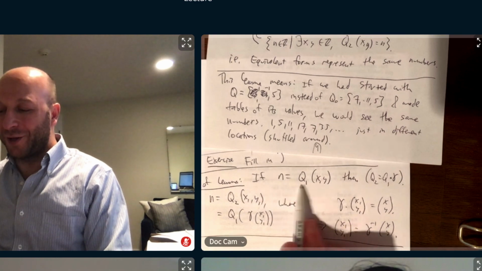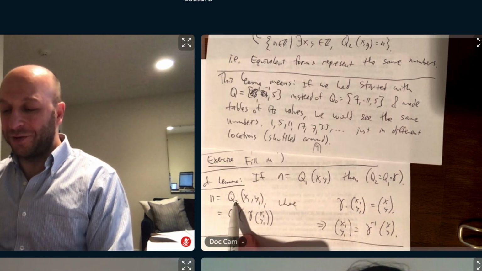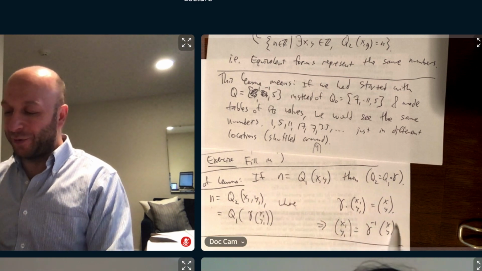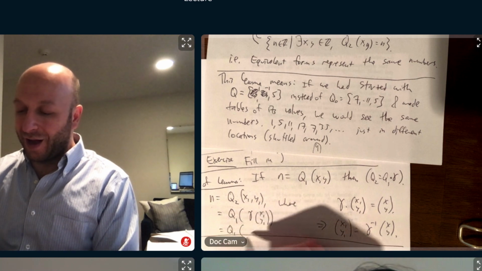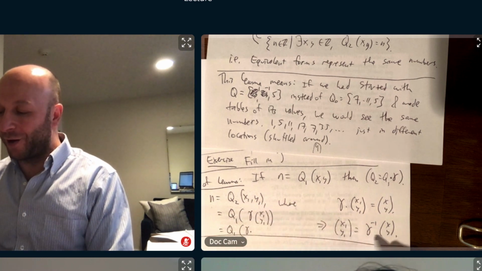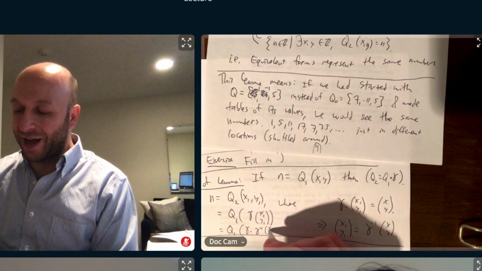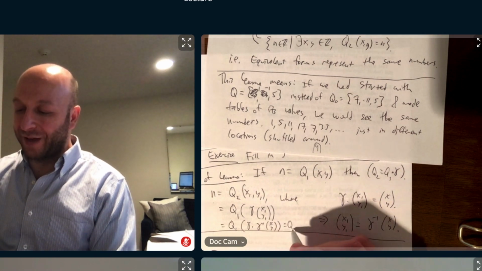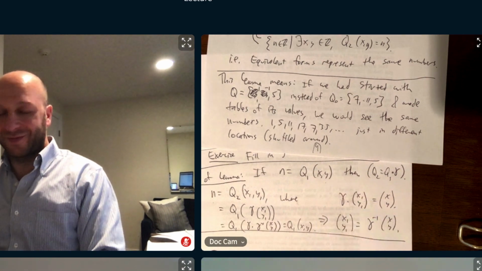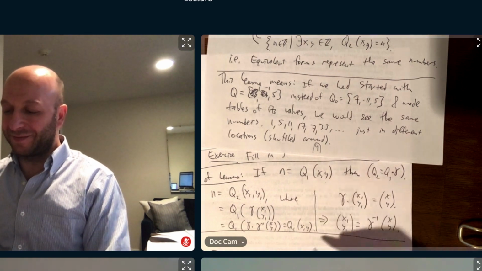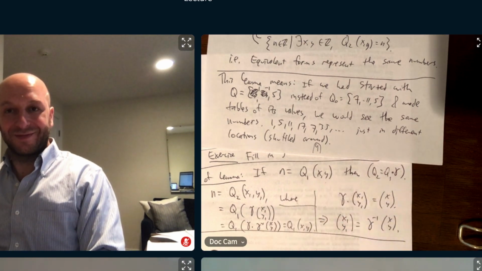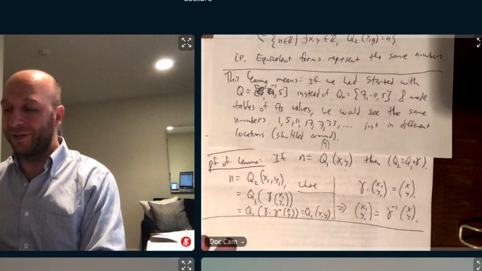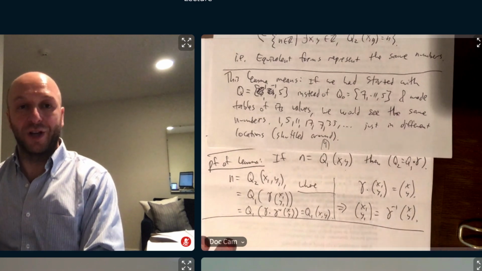If a number is represented by Q1, then how do you represent it by Q2? You just evaluate it at gamma inverse of xy, because if you stick that in, this will be Q1 of gamma at x1, y1, which is gamma inverse xy, and this is Q1 of xy. Does that make sense? So that's why they represent the same numbers. You simply make a change of variables from one to the other, because these things are invertible and they're invertible integer matrices.